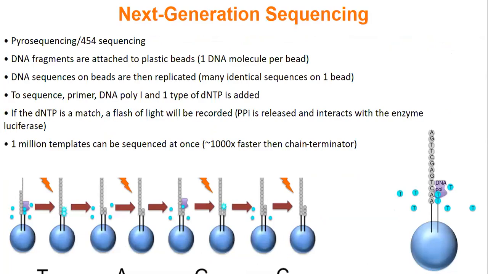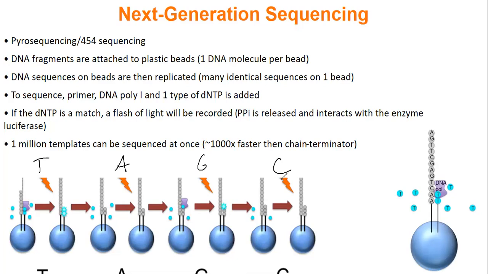So chain terminator sequence is the slow method still used, still good for lower amounts of nucleotides. But what if I want to sequence a genome? What if I want to sequence 3 billion base pairs? That's where next-gen sequencing comes in. And we're going to talk about some of the popular next-gen sequencing methods. First one is called pyrosequencing or 454 sequencing. And I'm sure my letters are cut at the bottom, so I'll just rewrite them.